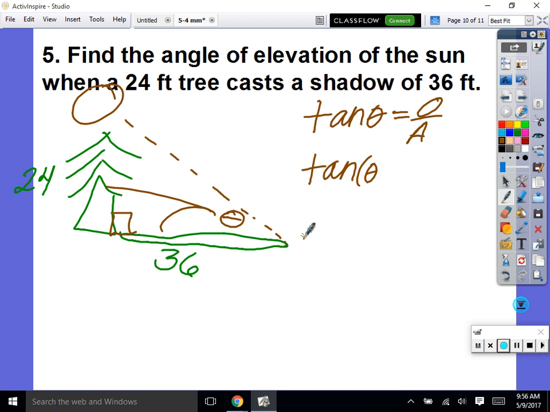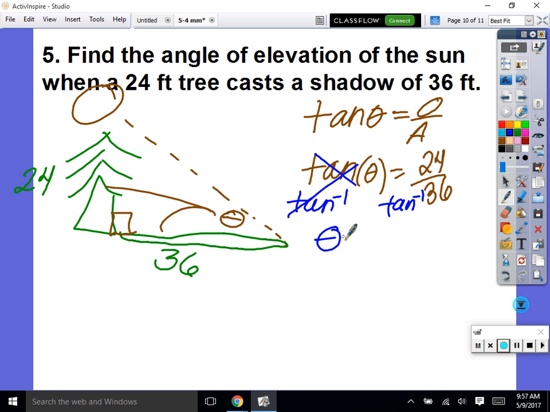Okay, so everybody, do you see how we don't know theta? Isn't that what we're trying to find? So we have tangent of theta equals opposite over adjacent. Now in this one, should I multiply by 36? No, isn't our goal to get theta alone? How do I get theta alone in this one? Tangent inverse, that one does that. So theta equals tangent inverse of 24 over 36. What is it?